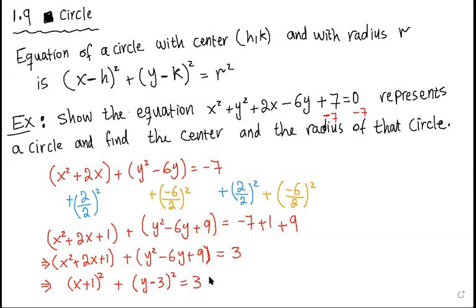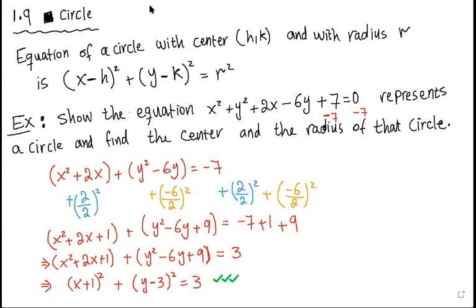Now look, this equation is exactly similar to this equation. So what is my radius? So this means the center is -1 and 3. It's a circle. So the question is, show that it represents a circle? Yes, it is a circle.